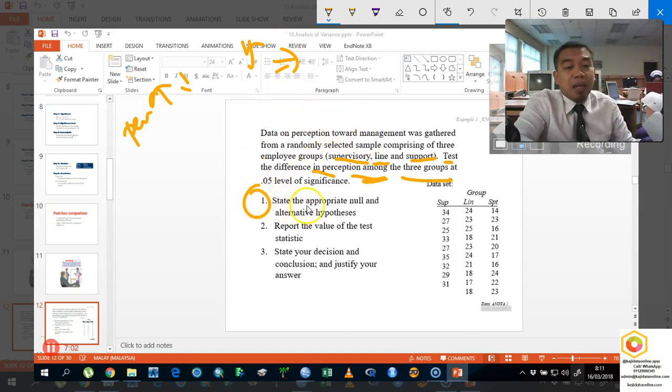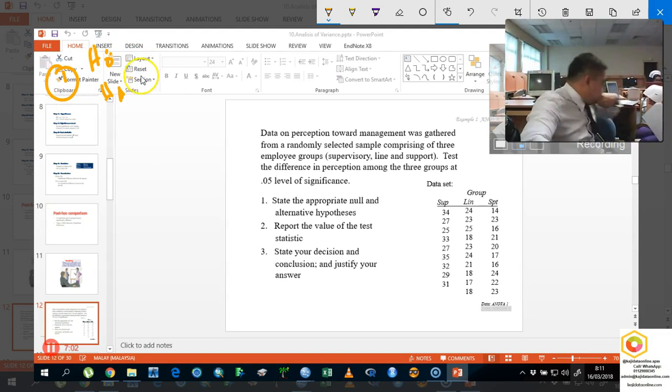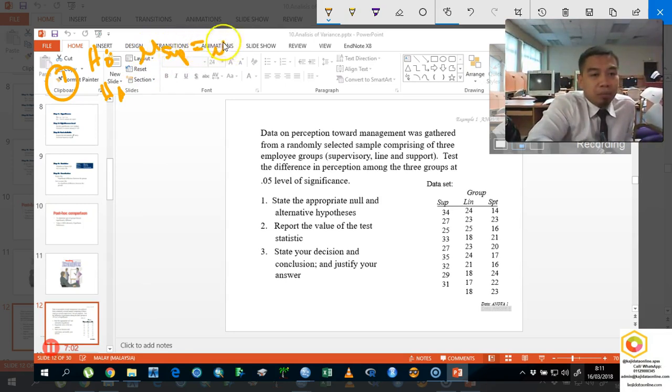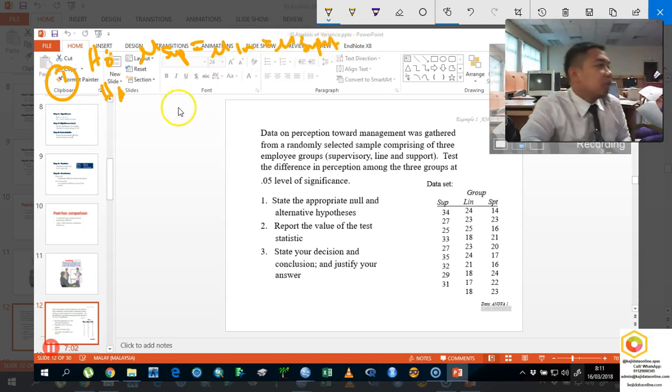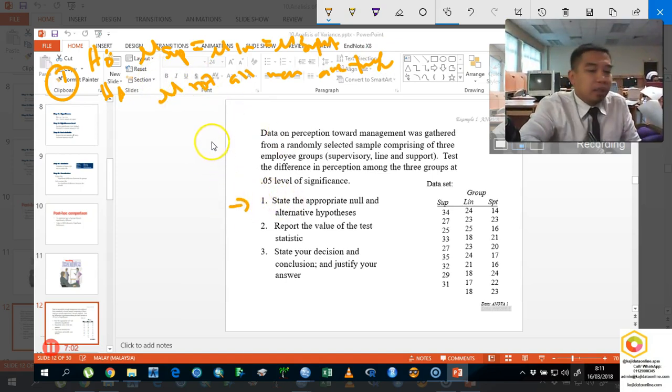So, the first one, state the appropriate null and alternative hypothesis. I'm going to ask you, what are our null and alternative hypotheses? What do you think? The first step. Okay, very good. Mu for supervisor is equal to mu line is equal to mu support. So this is our null hypothesis. So what about our alternative hypothesis? Not all the same. Not all means are the same.